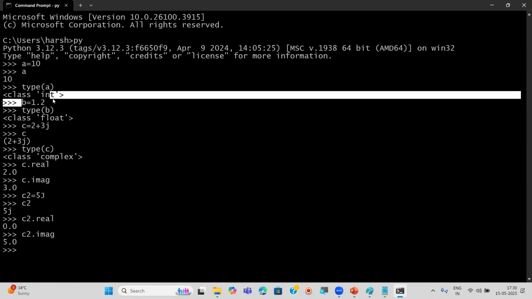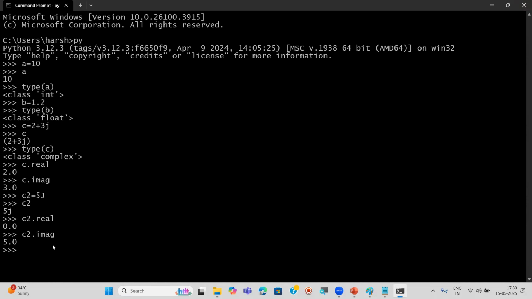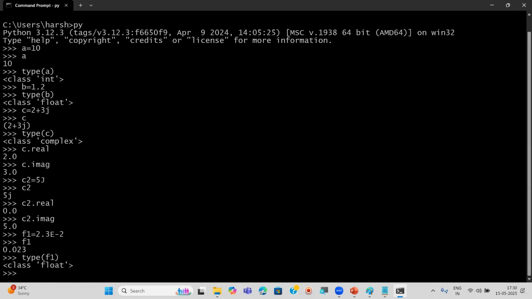Next, one more thing. A float value can also be represented in exponential format, as I said. Let's do that also. For example, f1 equal to 2.3e-2. If I print f1 here, you will see this value. You can use capital E or small e also. Which type is this? Float type.